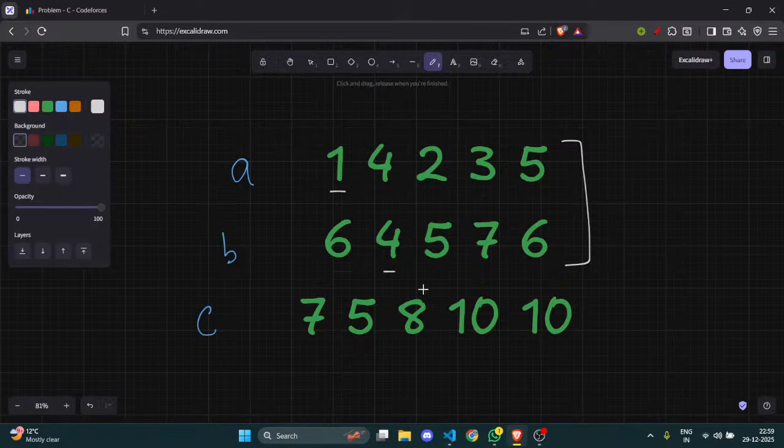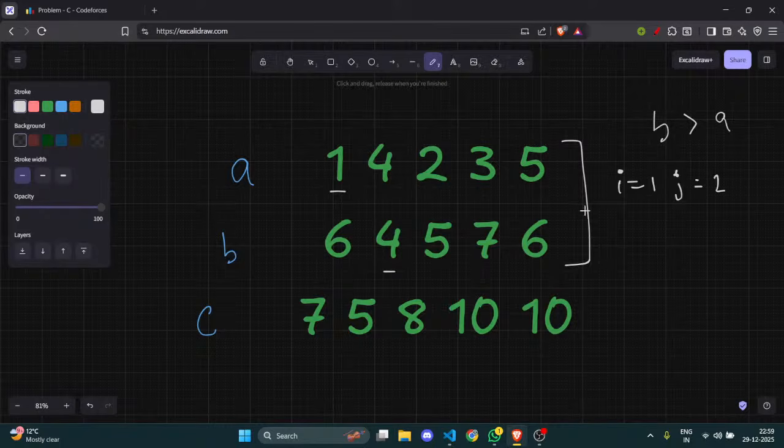Now let's try this choice. 1 and 4. Is this a valid choice? 1 and 4, yes, this is good. 4 and 5, yes, this is good. 2 and 7, yes, this is good. 3 and 6, yes. 5 and 6, yes. So all of B is greater than A in all these pairings. So I can say yes, this is a valid choice. So one valid choice is i equals 1 and j equals 2.